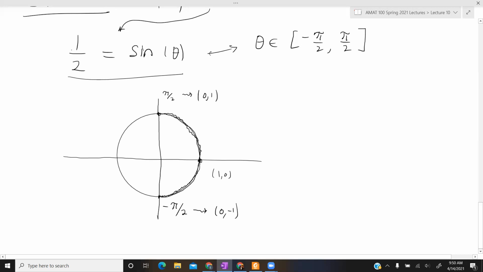Well, this says that the y coordinate is positive, so it's got to be in this first quadrant, right? Because in the second quadrant, all the y coordinates are negative or below the x-axis. So I need a value of theta that gives me a positive y value of 1/2. But if you draw, remember, there's those few values.